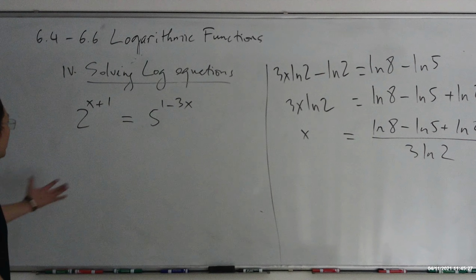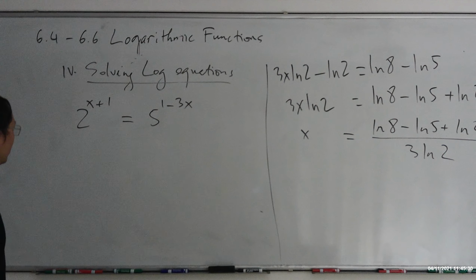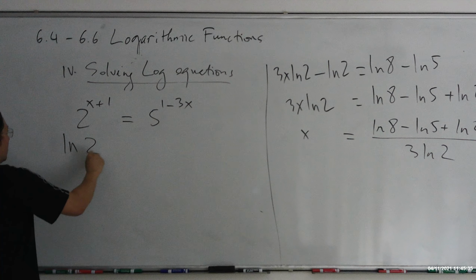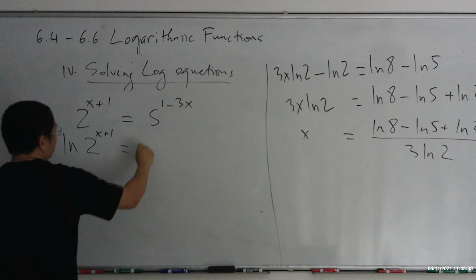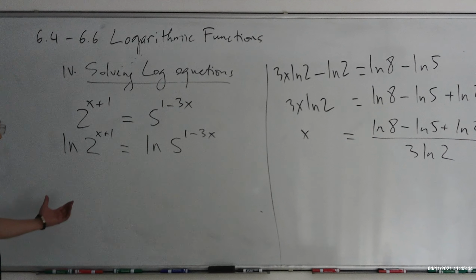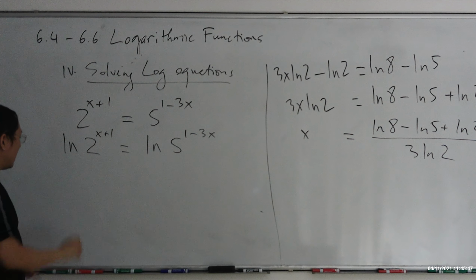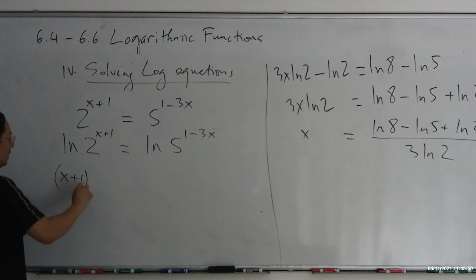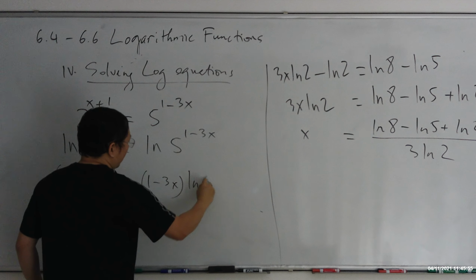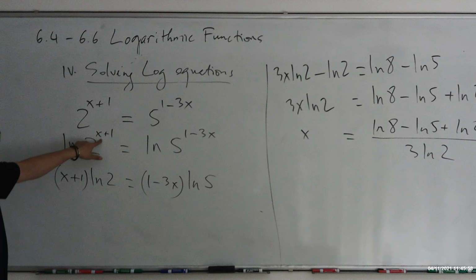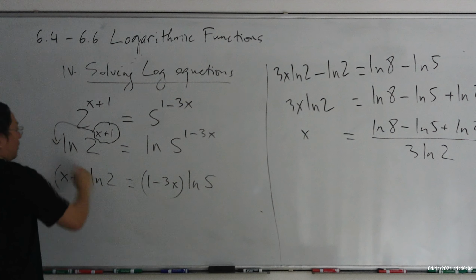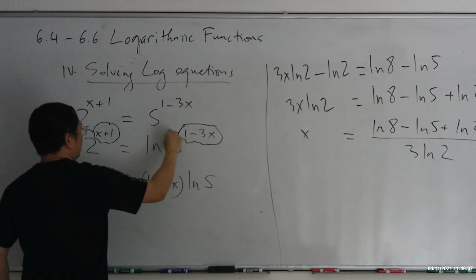Same idea, we're going to bring the exponent down by applying the log on both sides. And as usual, I'll do log base e. So ln of 2 to the x plus 1 equals ln of 5 to the 1 minus 3x. The advantage of applying the log is it allows us to bring the exponent down. So x plus 1 times ln of 2 is going to be equal to 1 minus 3x times ln of 5. The left hand side exponent x plus 1, bring it down. This whole exponent right here, bring it down, put it in front. This is the whole exponent on the right hand side, put it in front.